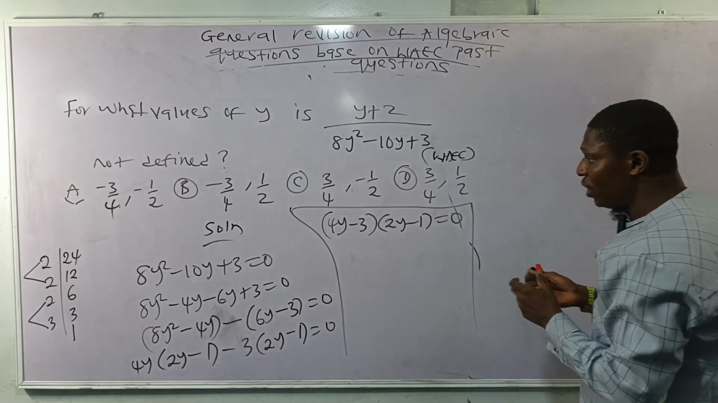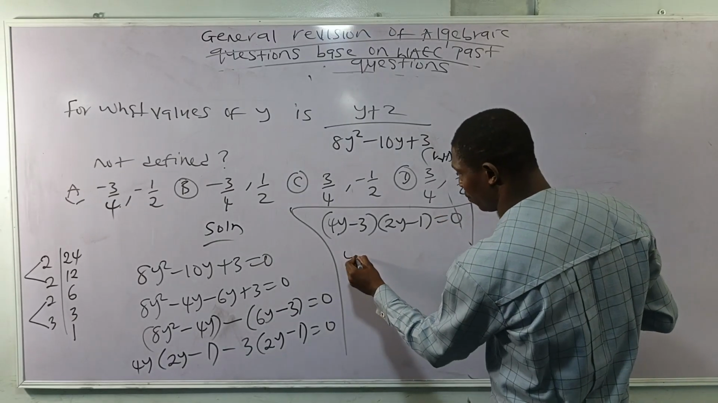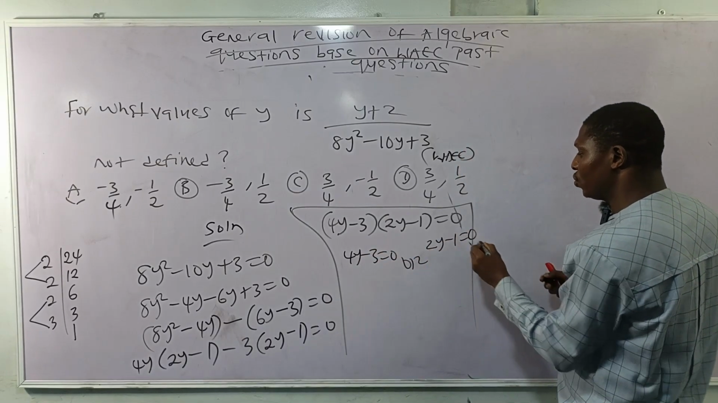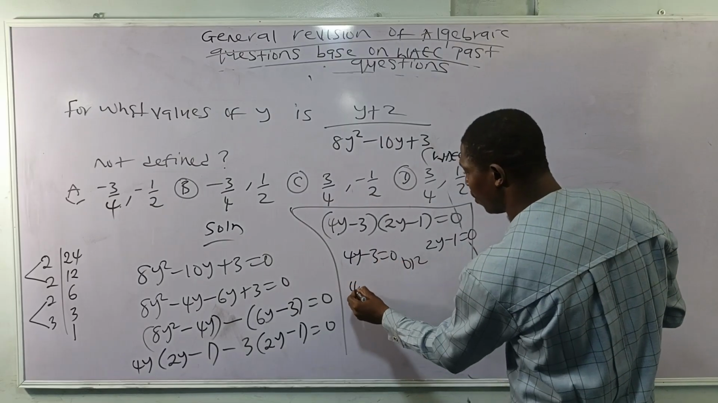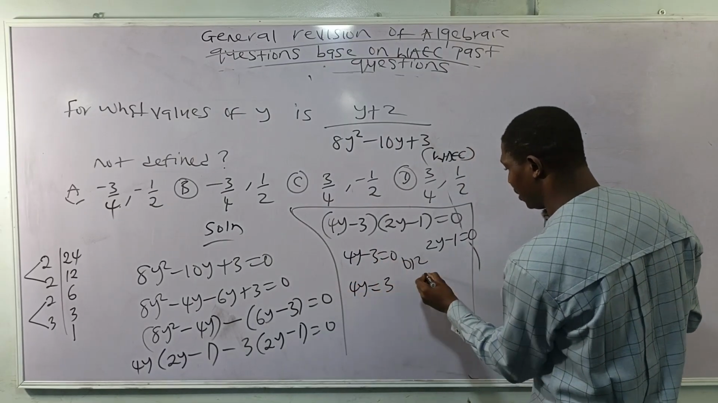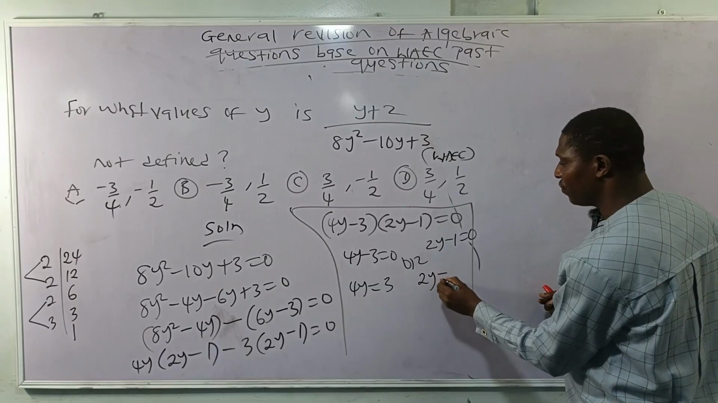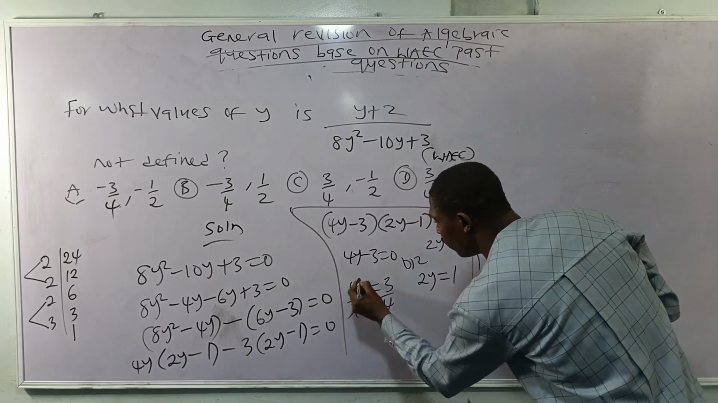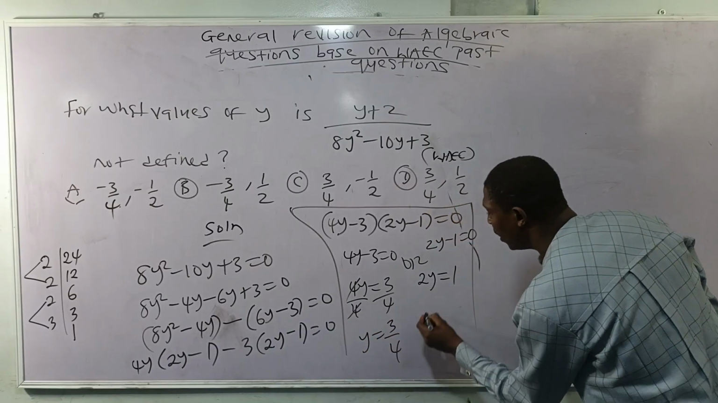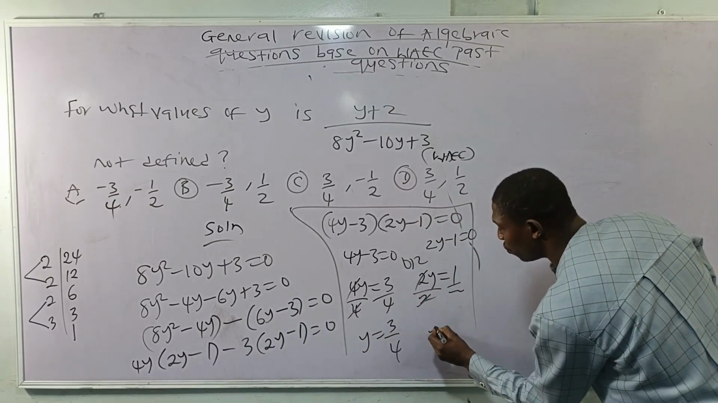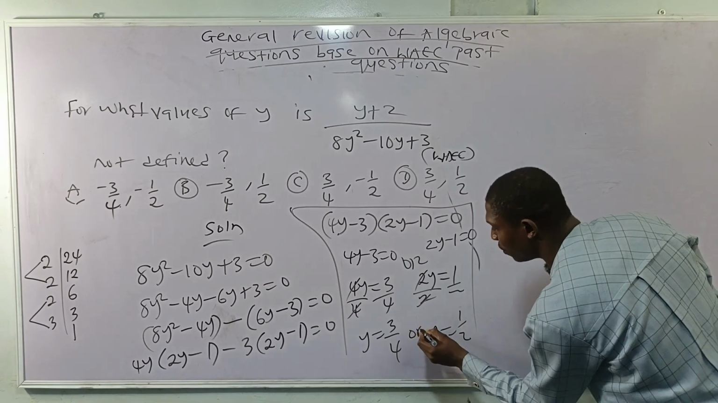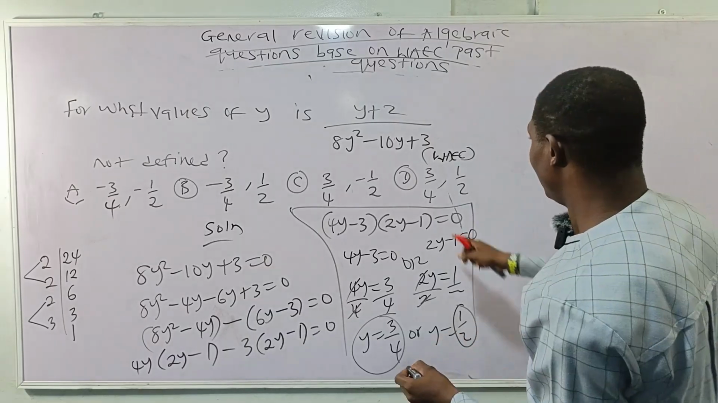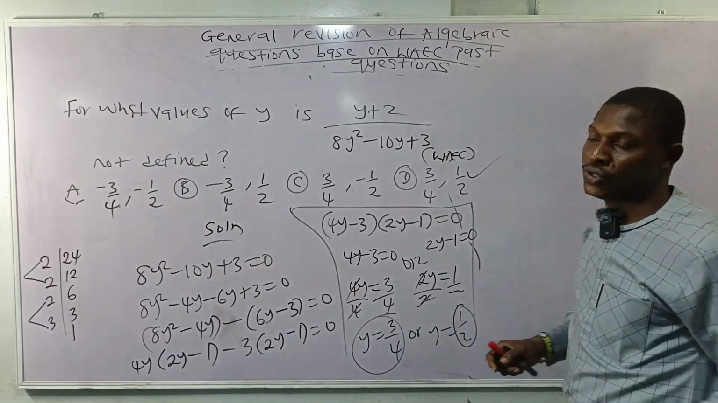Using the zero product rule, I'll have 4y minus 3 equal to 0, or 2y minus 1 equal to 0. If I move 3 to the other side, I'll have 4y equal to 0 plus 3, which is 3. And if I move minus 1 to the other side, I'll have 2y equals 0 plus 1, which is 1. If I divide through by 4 to make y the subject, I'll have y equal to 3 over 4. And if I divide through by 2, I'll have y equals 1 over 2. So I have 3 over 4 and 1 over 2 as my answer. So my option is D.